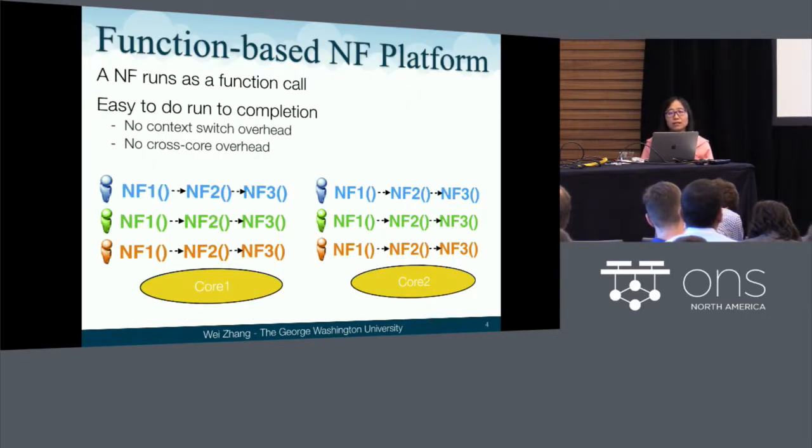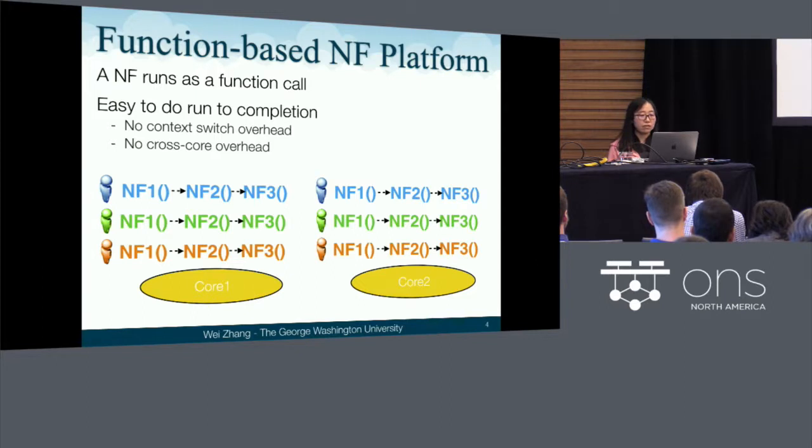Another way is to run a network function just as a function call. Compared against the virtual machine and container-based NFV platform, it is much lighter. All of the network functions are within one process, so there will not be context switches. We can easily deploy the network functions of a service chain on a core and do run-to-completion. There will not be cross-core overhead.